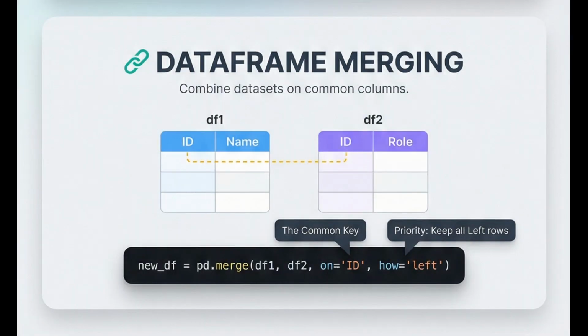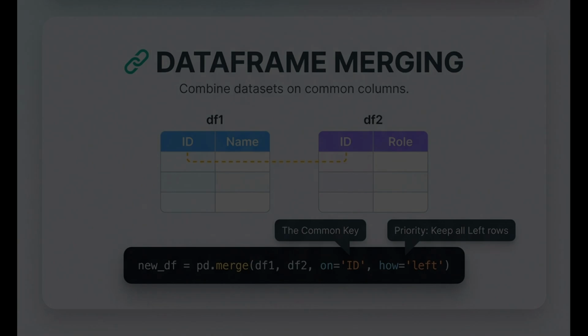Use pd.merge to join tables on a common key. Specify the join type with how. If column names differ, use left_on and right_on. This is essential for relational data analysis.